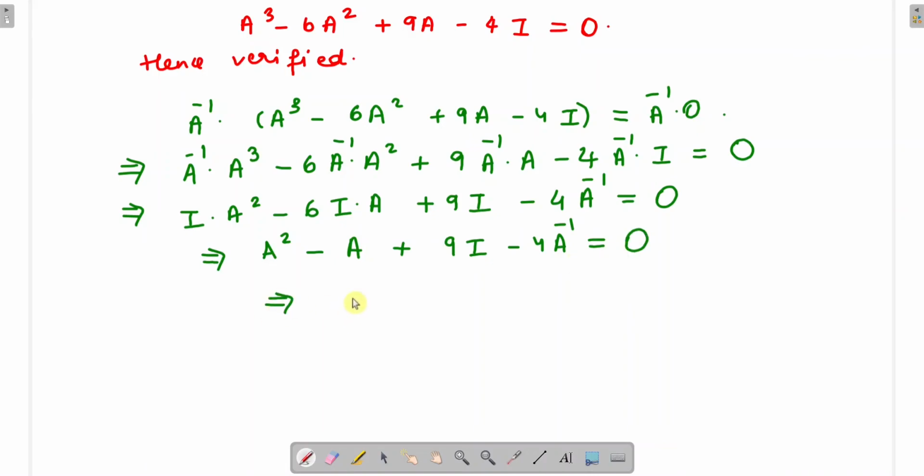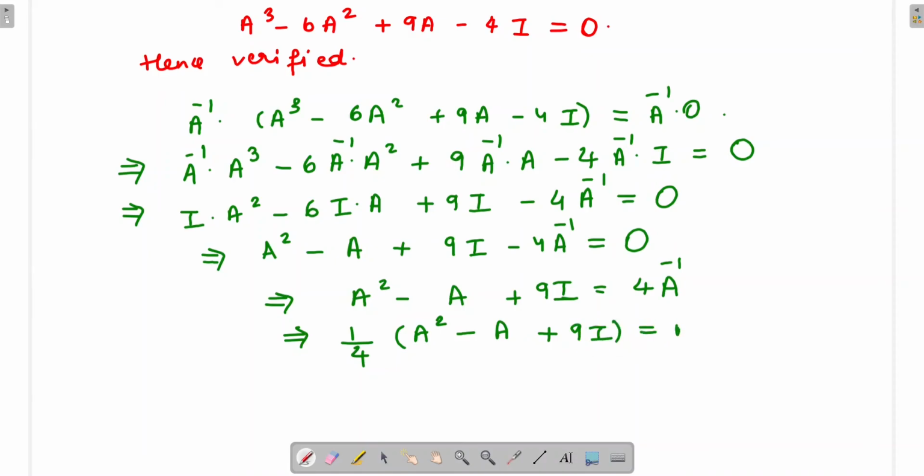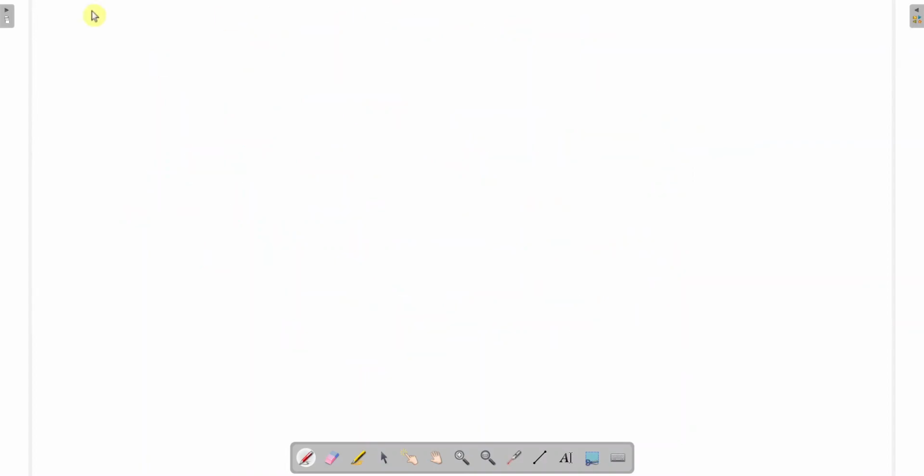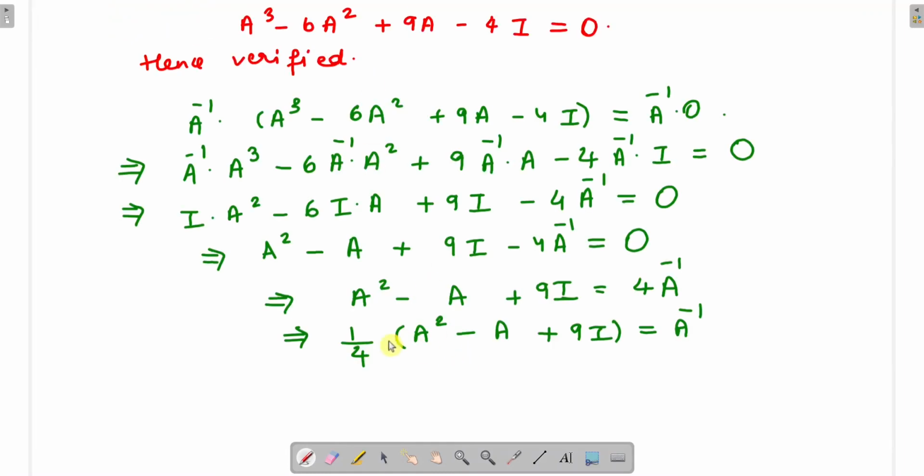So A square minus 6A plus 9I is equal to 4A inverse. So 1 by 4 times A square minus 6A plus 9I is equal to A inverse. So now if we calculate A inverse, what it will be? 1 by 4, right?